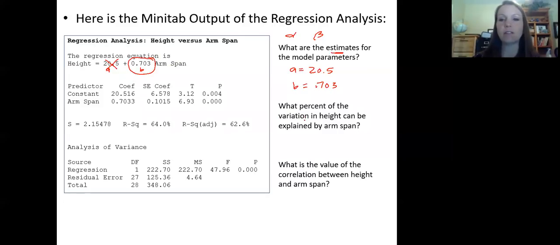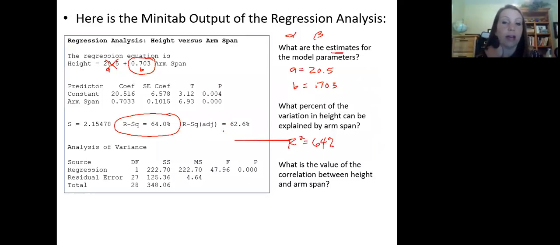So the next question says, what % of the variation in height can be explained by arm span? This was the quote-unquote trick question back from the second test. Not really a trick question, but it's tricky because it's giving you the definition of what R squared is, rather than just saying, what's R squared? Remember, R squared tells you the % of the variation in the response that can be explained by your model. So we can find R squared right here on our output. R squared equals 64%. In other words, 64% of the variation in height can be explained by arm span.